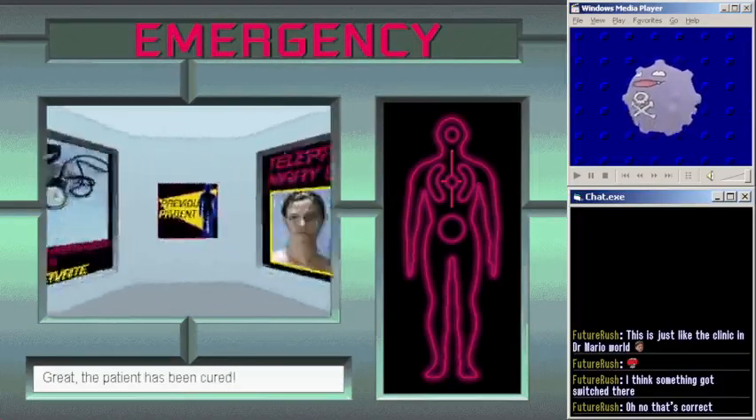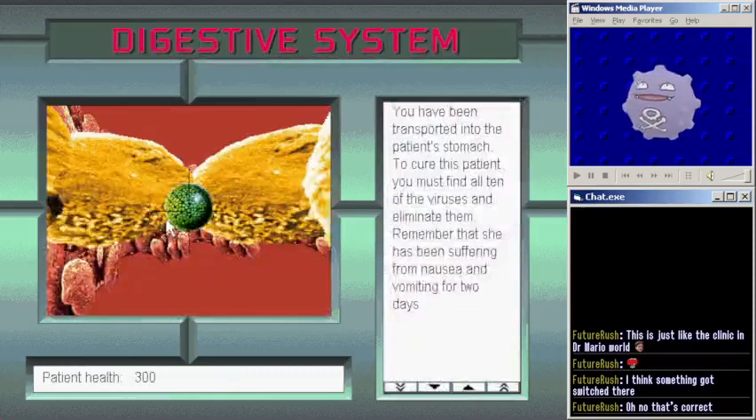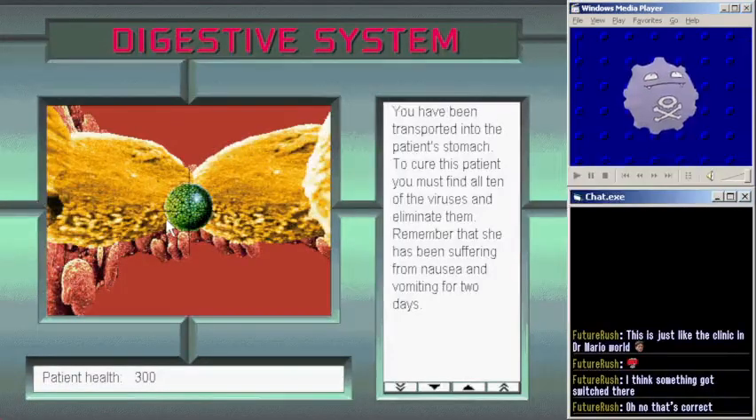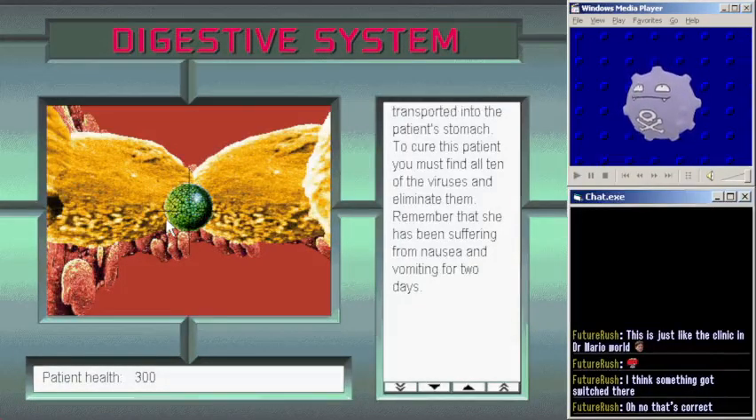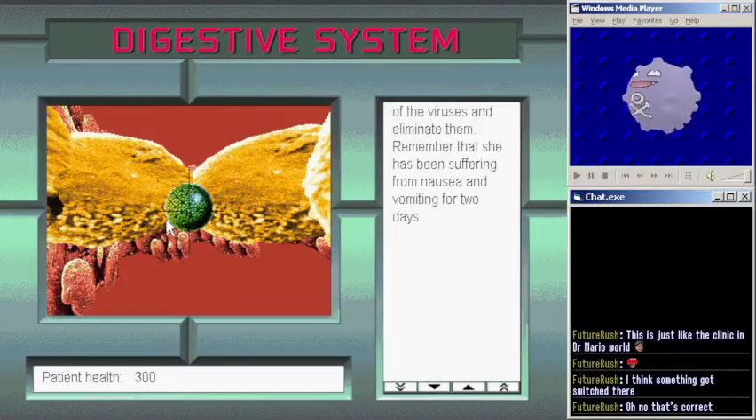Well, we better go inside. Time to operate! You have been transported into the patient's stomach. To cure this patient, you must find all 10 of the viruses and eliminate them. Remember that she has been suffering from nausea and vomiting for 2 days.